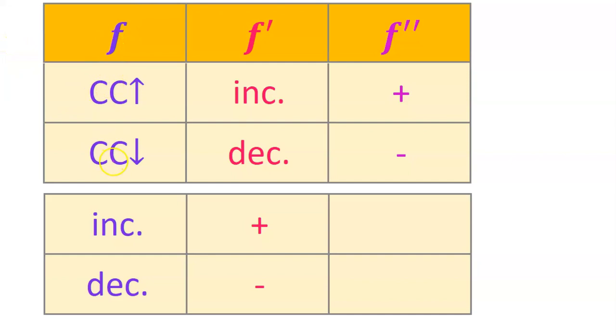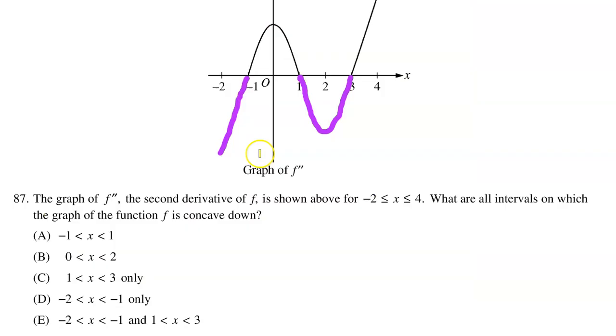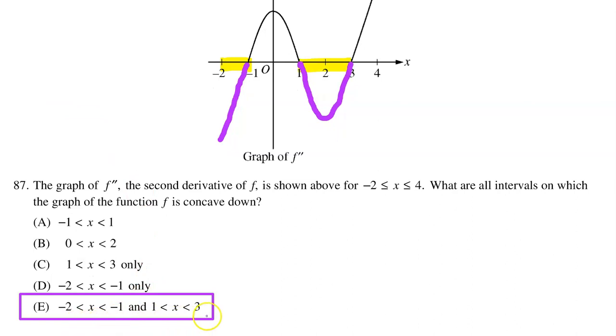F is concave down where f double prime is negative. We are given the graph of f double prime, and we can see that it is negative below the x-axis here and here. That's from -2 to -1 and from +1 to 3. So the answer is E, and that E must be for easy.